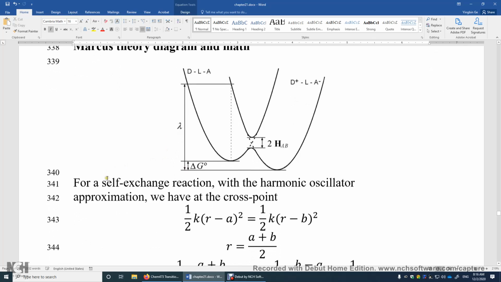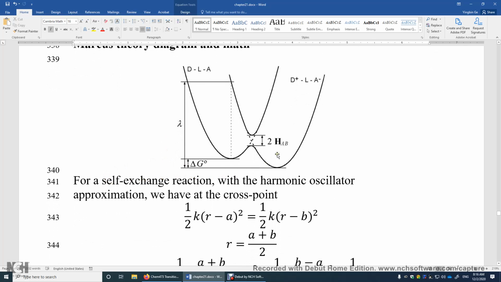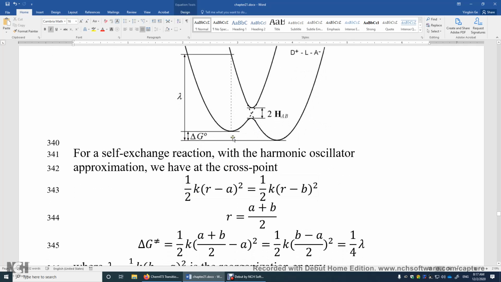Alright, now again, for a self-exchange reaction, I'm going to assume both potential energy wells of the reactant and the product are both harmonic oscillators. And then we have a cross point in the middle. And then we can compute where this cross point is. We can compute this R. Okay, so if both are harmonic oscillators, R is different from A. This A is the equilibrium bond distance in the reactant. B is the equilibrium bond distance in the product.